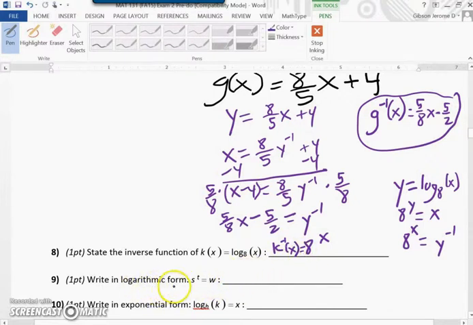Alright, now it says write in logarithmic form. s to the t is equal to w, so it'll be log base s of w is equal to t.